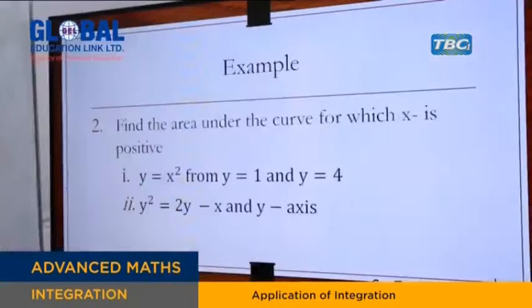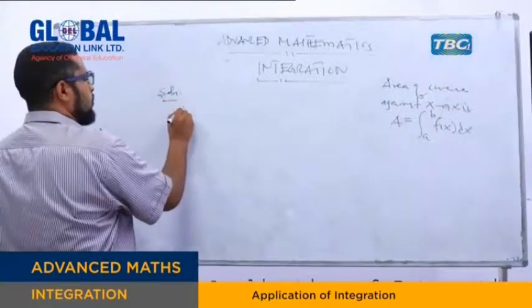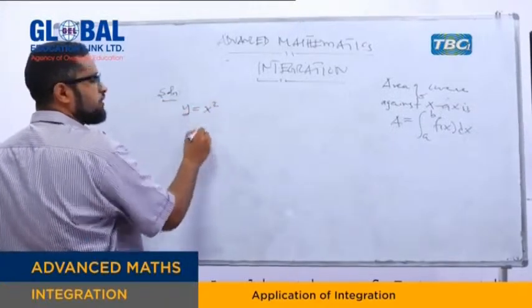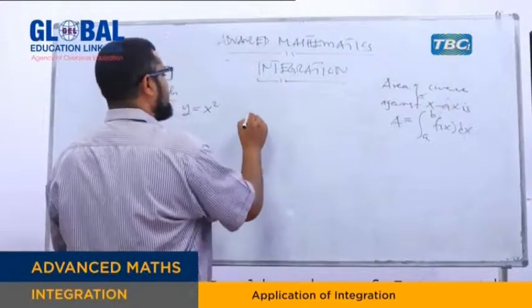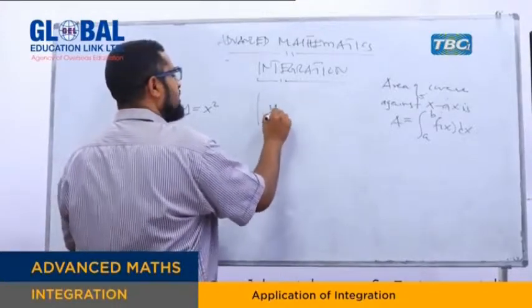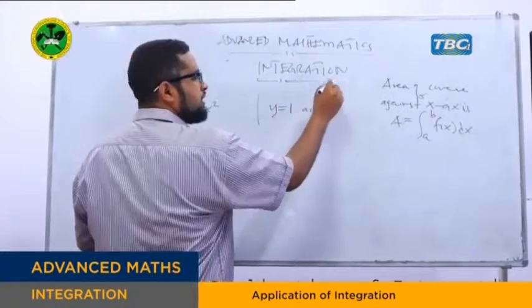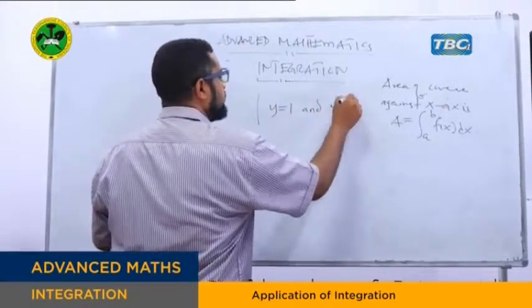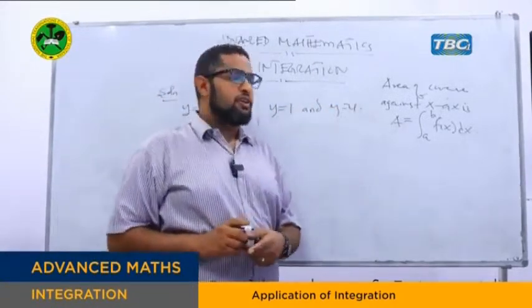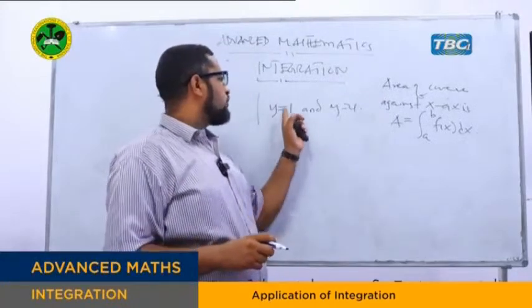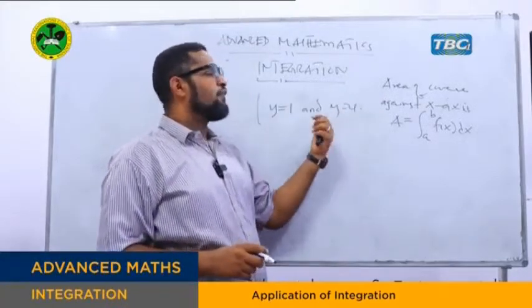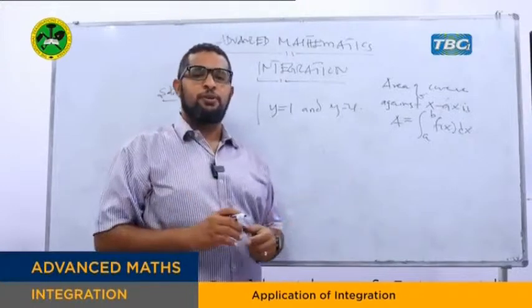Example number 2. Find the area under the curve for which x is positive. Solution: we have y equal to x squared, and we are given y equal to 1 and y equal to 4. These are the values of the limits on the vertical axis.